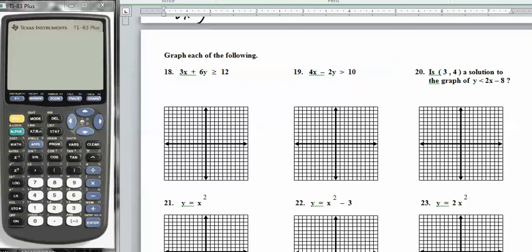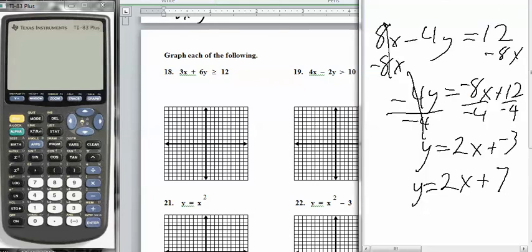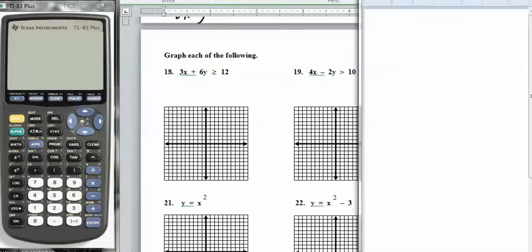Alright, this is the last video of the review. So we'll get started with this. So the graph number 18, we're going to have to get it into y equals. So 3x plus 6y is greater than or equal to 12.